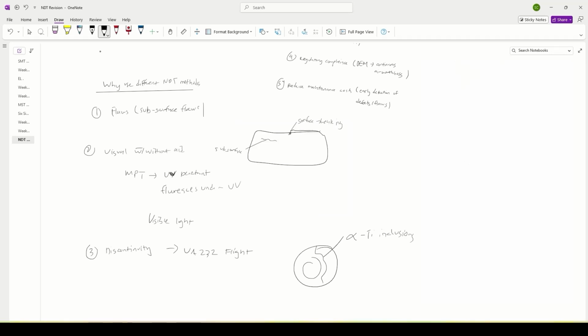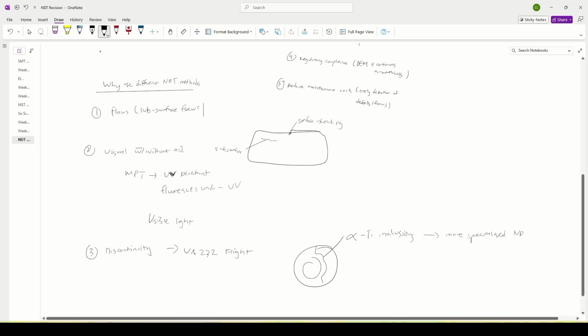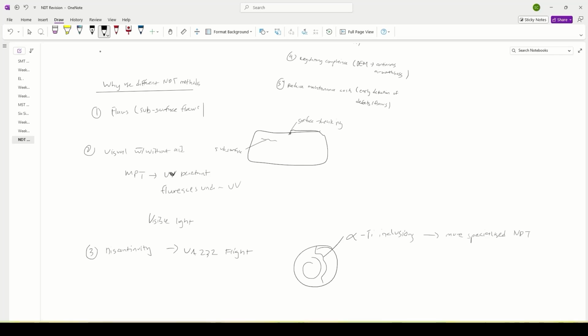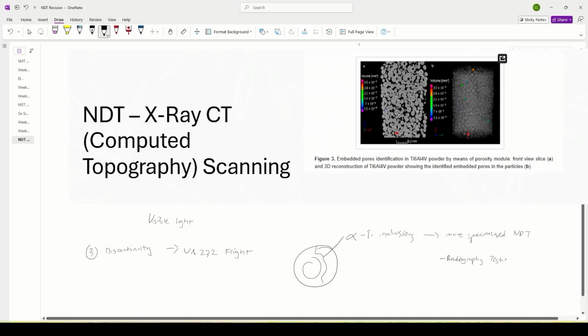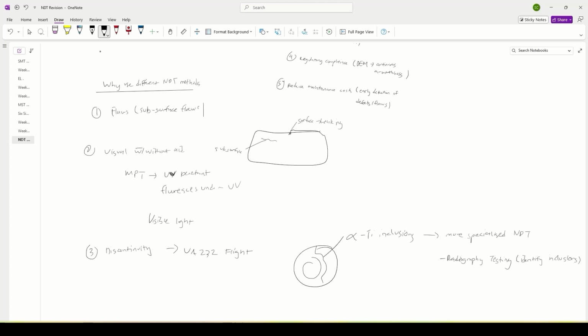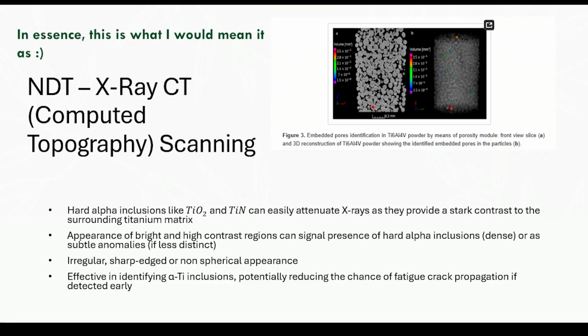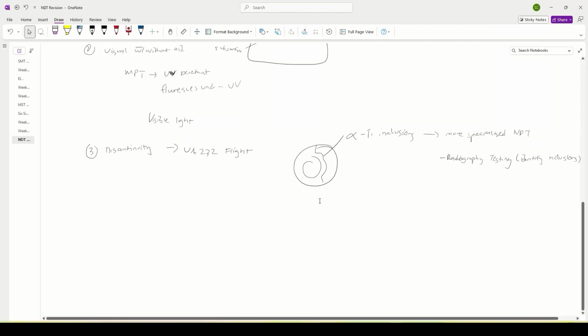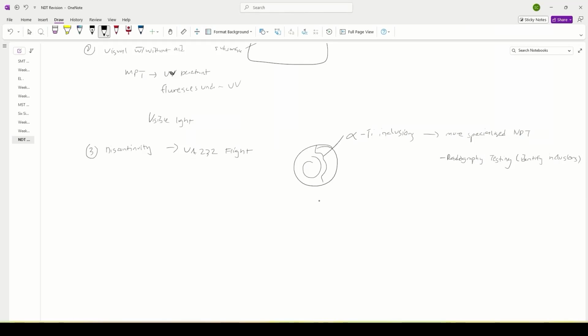So alpha titanium inclusions right here would require a more specialized NDT testing. Our best choice is radiography. Radiography testing will identify the inclusions. Alpha titanium inclusions are so-called irregularities in the structure, or you can even do very in-depth testing.